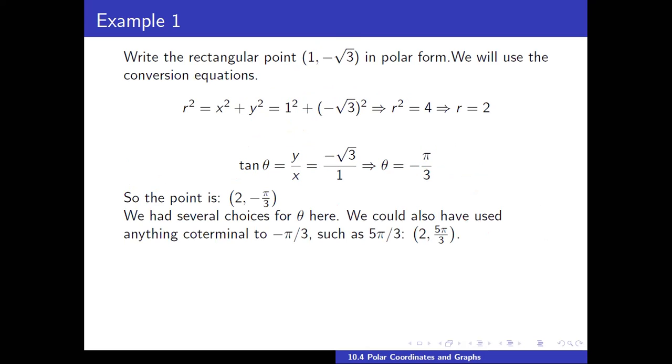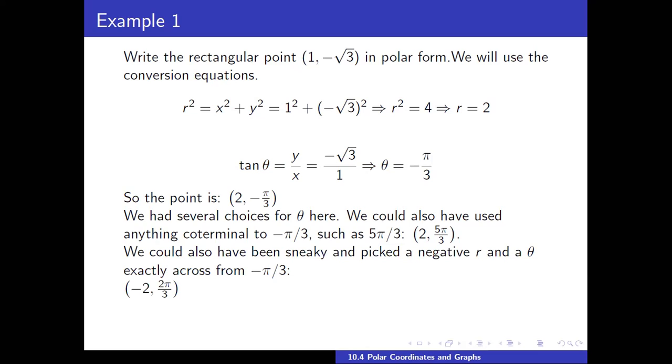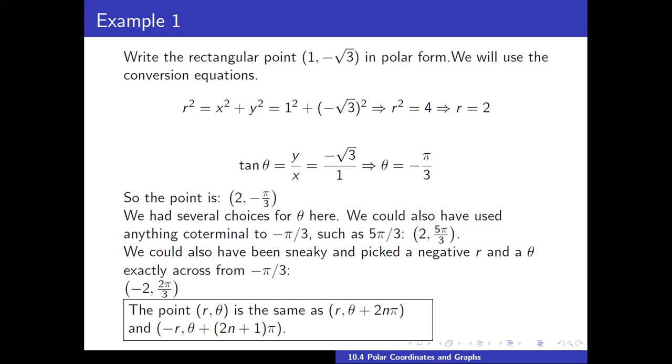And by the way, I want to say here, we actually had several choices for theta. We could have used anything coterminal to negative pi over 3. Like for instance, I think someone said 5 pi over 3, didn't they? And by the way, we could have also been sneaky, and we could have had a negative value for the radius. Then we would have had to change the angle to the other side of that radial line. It's like negative 2 pi over 3, for instance. And this is basically everything. We'll revisit this tomorrow, though. That's it for now.